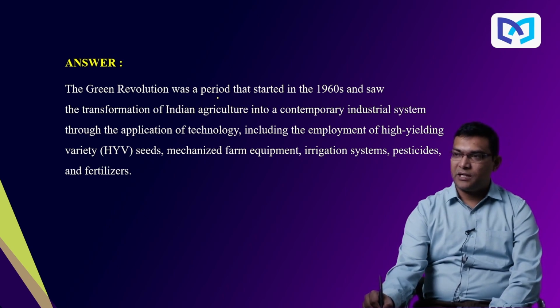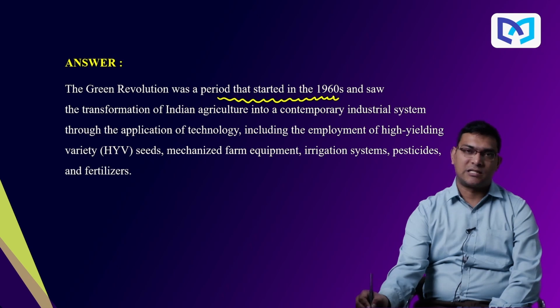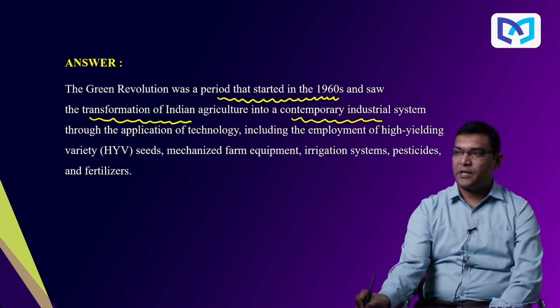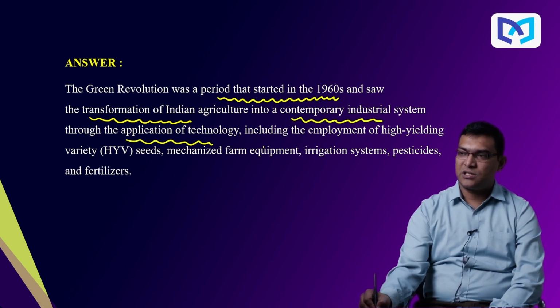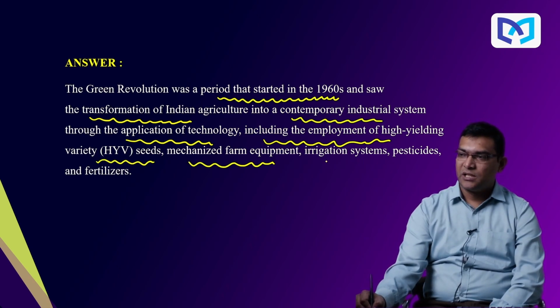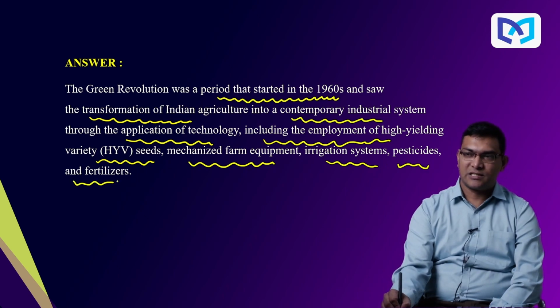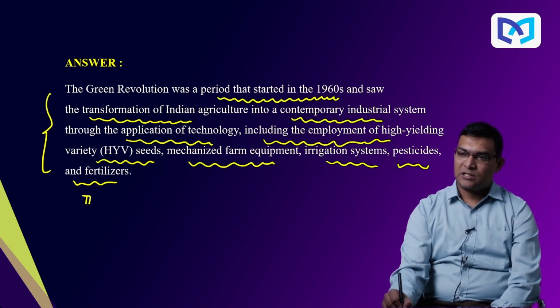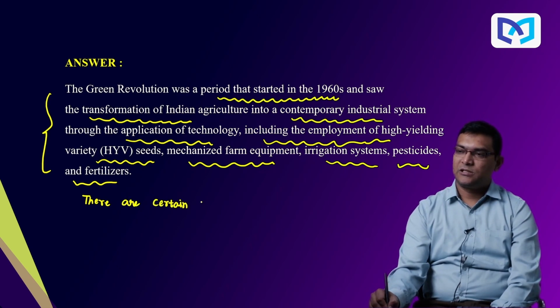So the Green Revolution was a period that started in the 1960s and saw the transformation of Indian agriculture into a contemporary industrial system through application of technology, including the employment of high yield variety seeds, mechanized farming equipments, irrigation system, pesticides and fertilizers. But you see, there are certain challenges with respect to the Green Revolution.